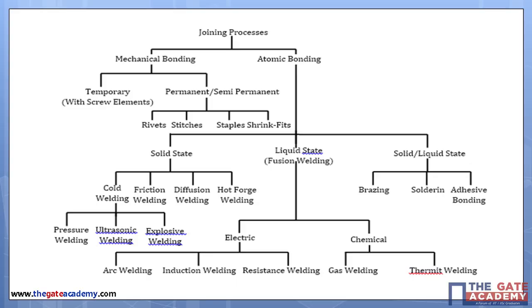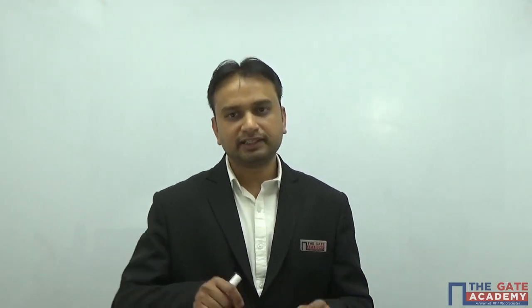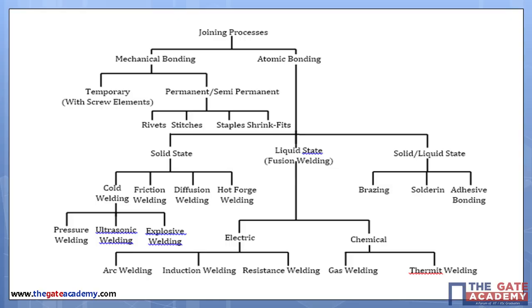There are many different kinds of joining processes, and they are classified as you can see on your screen. I would like to show you one slide. On this slide, you can see how the joining process is classified, where welding comes up, and what we actually need to study from the GATE point of view. Let us have a look at this slide. You can see the joining process has been classified mainly under the headings of mechanical bonding and atomic bonding. In mechanical bonding, again, there is temporary bonding and permanent or semi-permanent bonding.